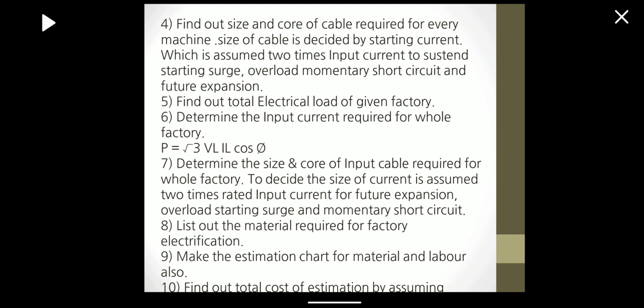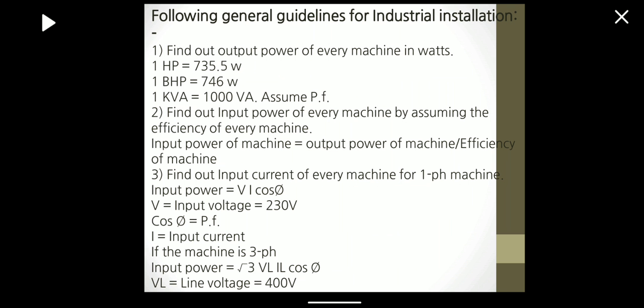Then make a list of the material required for the factory electrification. Next, make the estimation chart for the material and the labor. Also find out the total cost of the estimation by assuming the contingency charges and 10% margin. So this is the general guideline for industrial installation, for how to calculate and how to estimate the proper plan for the industrial installation.